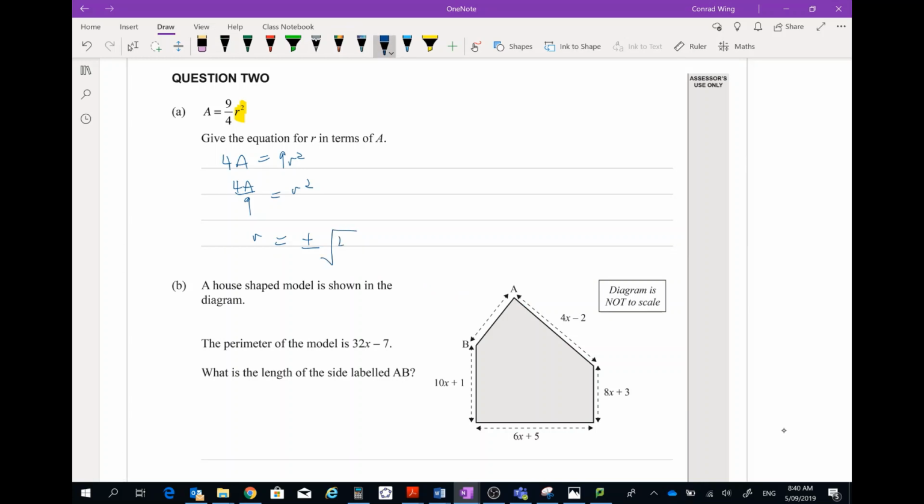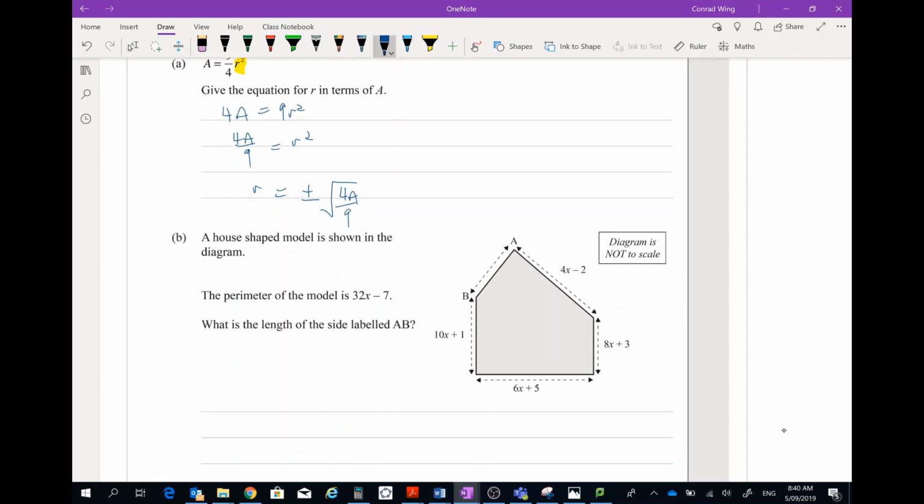Square root of 4a all over 9. This is a quadratic because it's r squared, so I would always write plus or minus. Do we get it right if we just put equals? If you put equals what? Just without plus or minus? Yeah, if you write it without the plus or minus, they're saying they'll accept it.